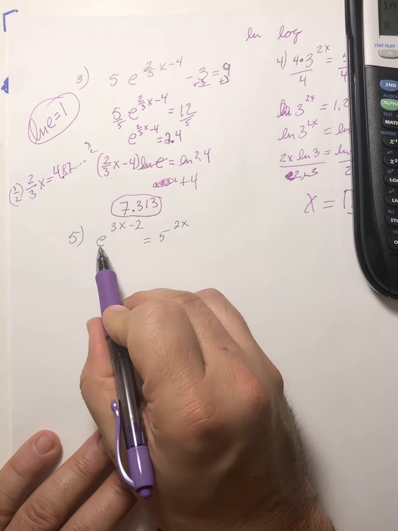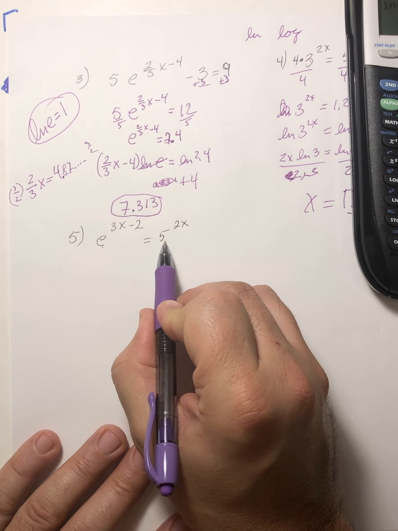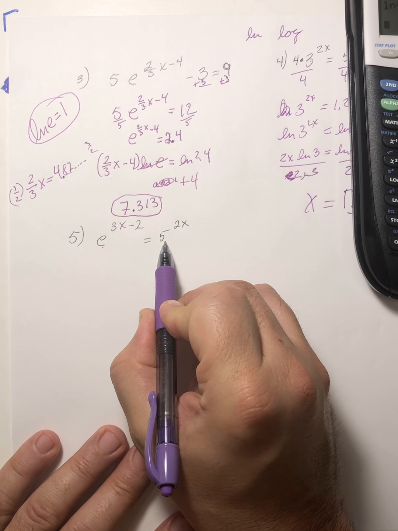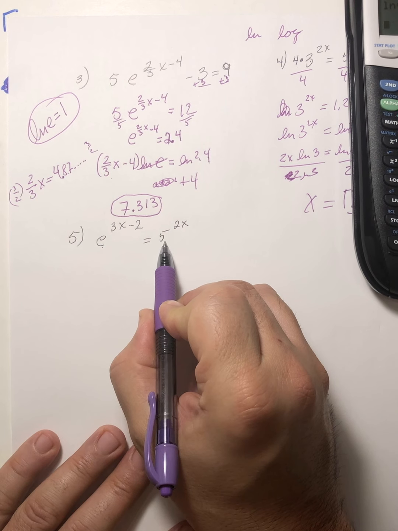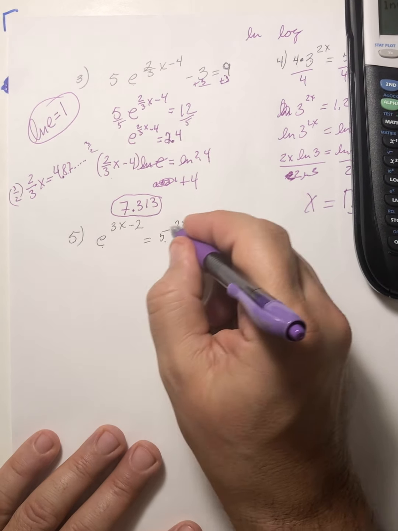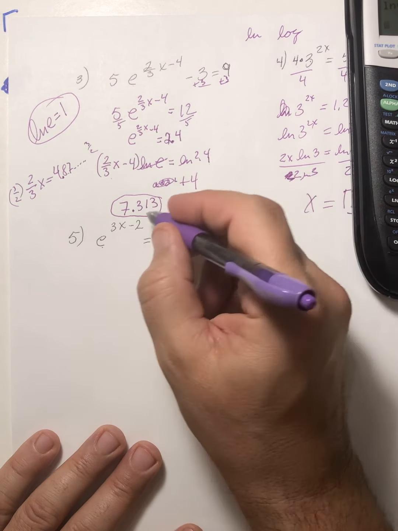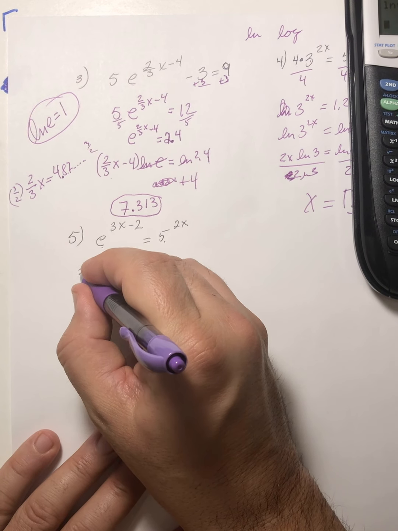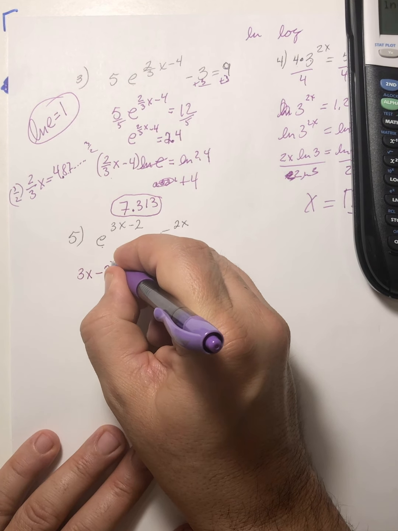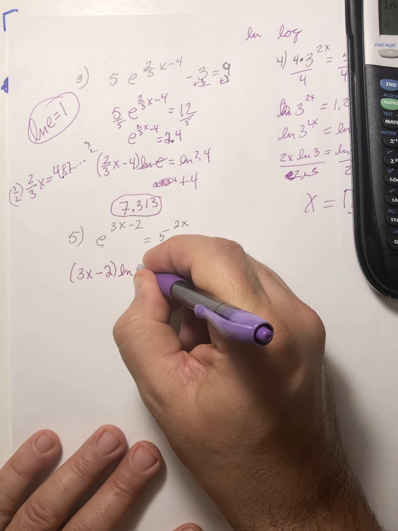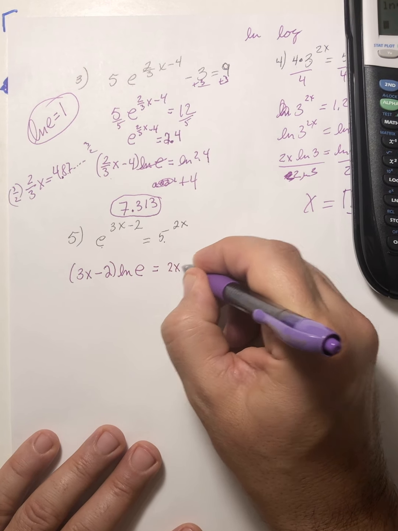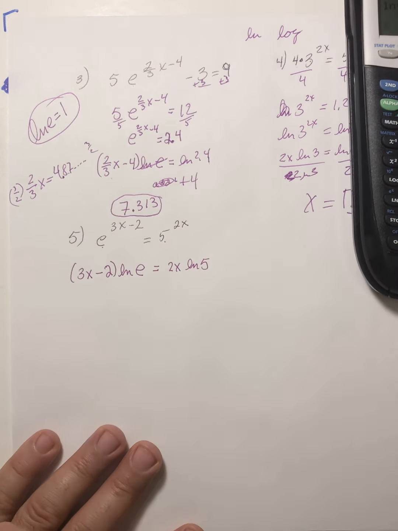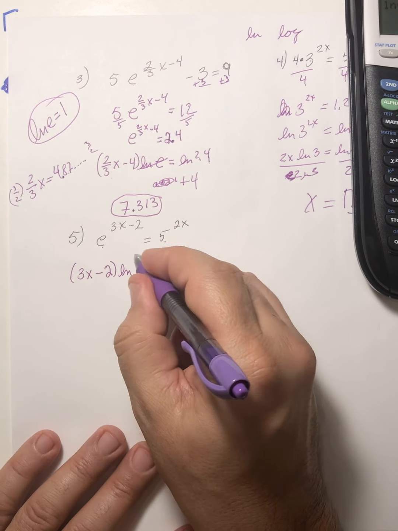Now, look at this one. I have an E here and I have a 5 there. Well, guess what? I'm certainly not going to use a log. I'm definitely going to use my ln. So I'm going to take the ln on both sides, and that's right, where do the exponents go? In front. So it's 3x minus 2 in parentheses, ln of E equals 2x ln of 5. That's right, ln of E is equal to 1.